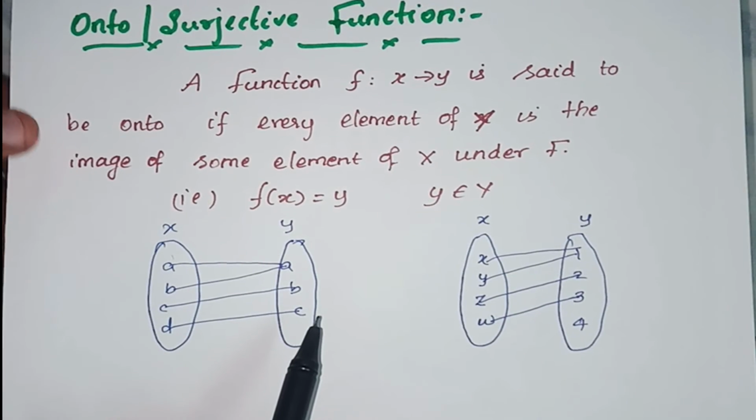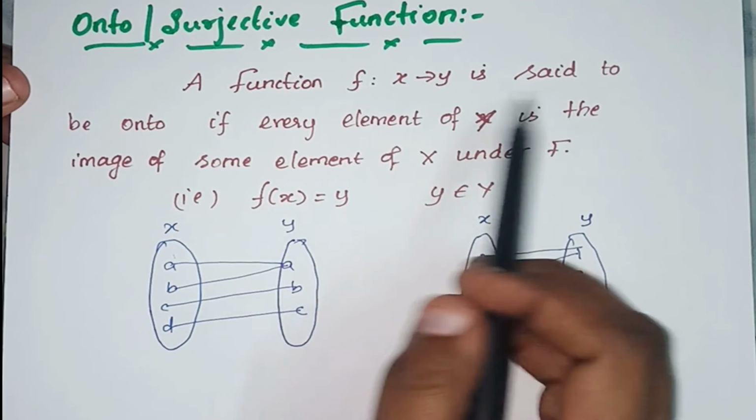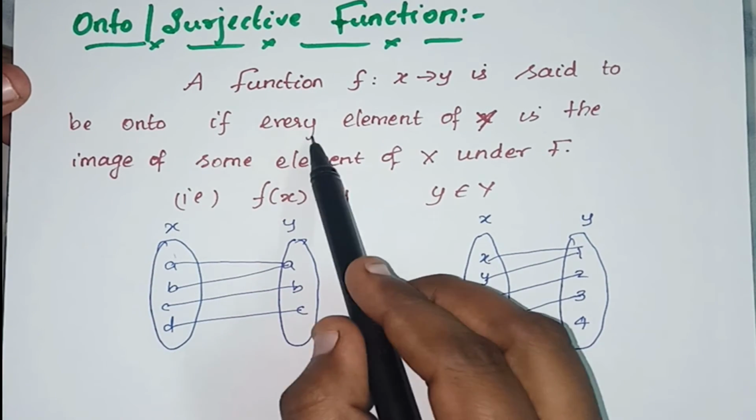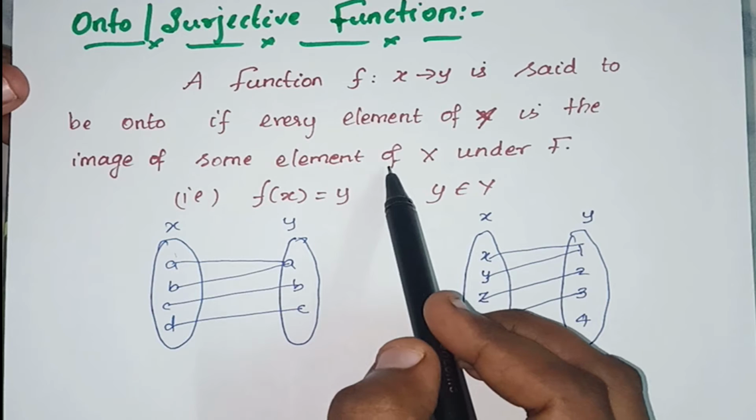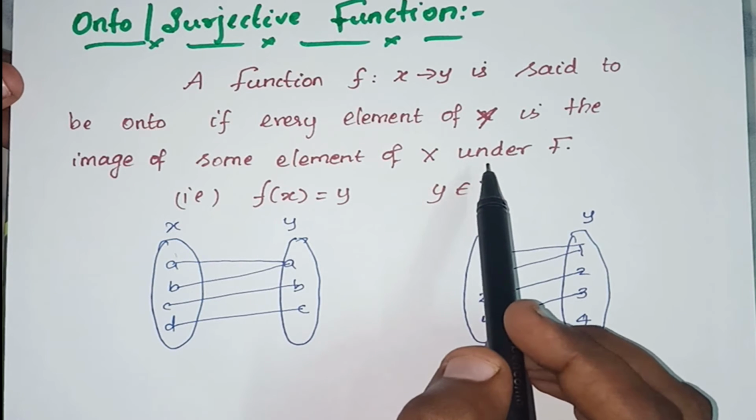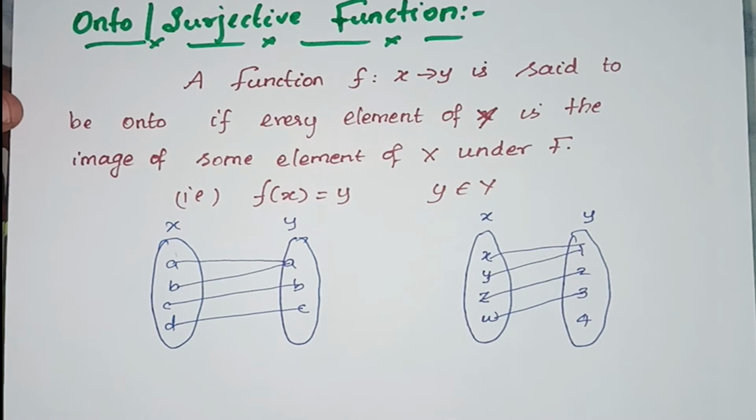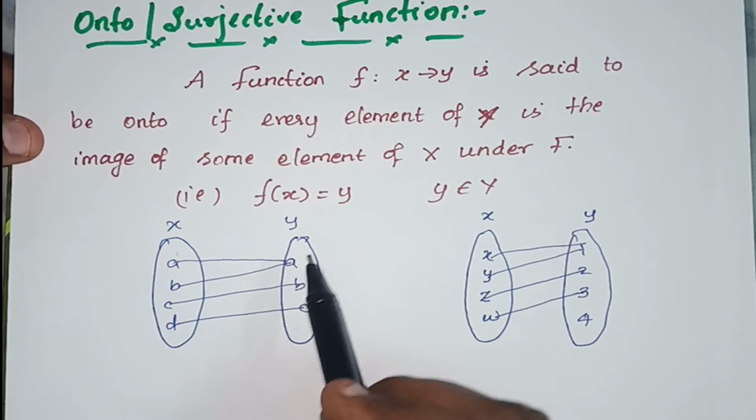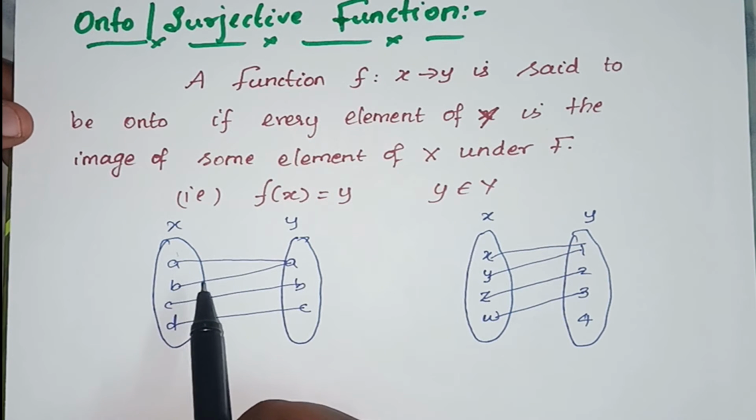Okay. Next, what is meant by onto function? A function f is said to be onto if every element of Y is the image of some element in X. So onto function means every element of Y should be an image of some element in X.